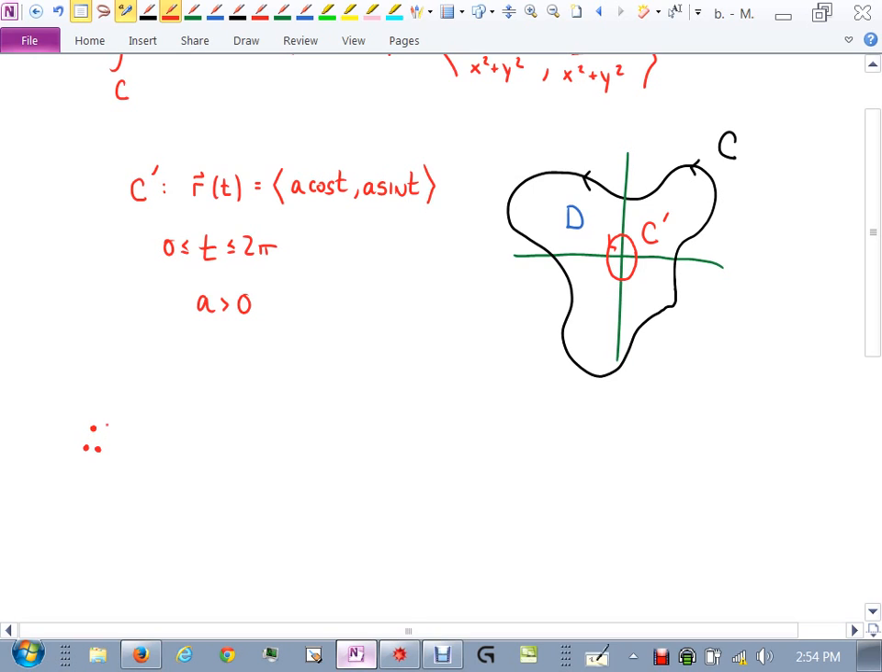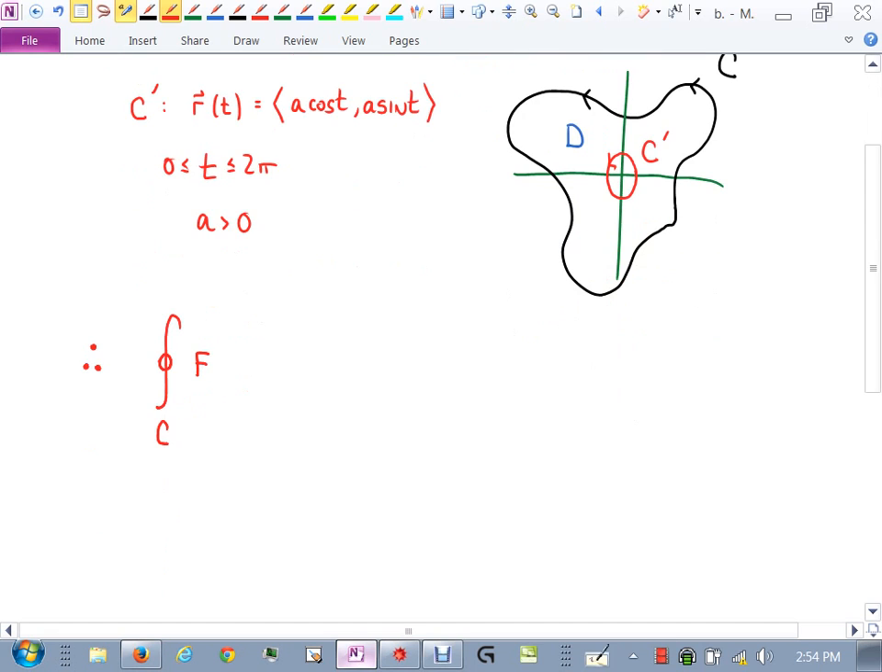Therefore, the line integral over C, and it's closed, of f dot dr minus the line integral over C prime of f dot dr should be equal to what?